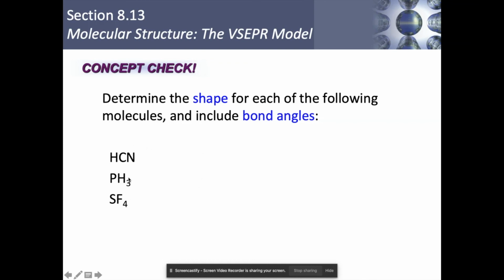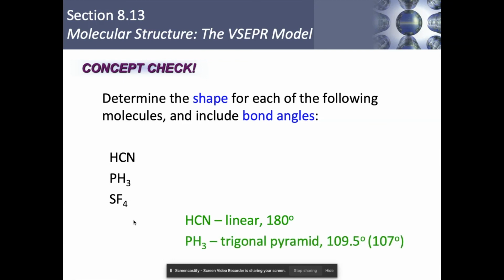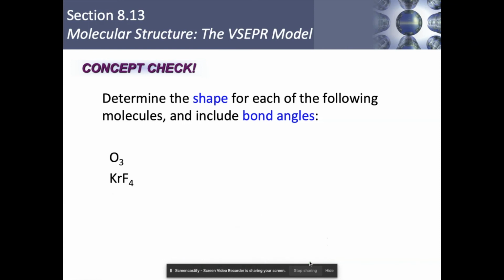So we have HCN, PH3, SF4. HCN is linear, 180-degree angle. PH3, trigonal pyramid, 109.5 degrees, right? Technically, it's less than 109.5 degrees, about 107. I think in the book, it just says less than 109.5 degrees. And then SF4 is a seesaw, or what did it say on that chart? Sawhorse? I've actually never seen that one before. I always say seesaw. It has 90-degree angles and 120, and the 120-degree difference also.